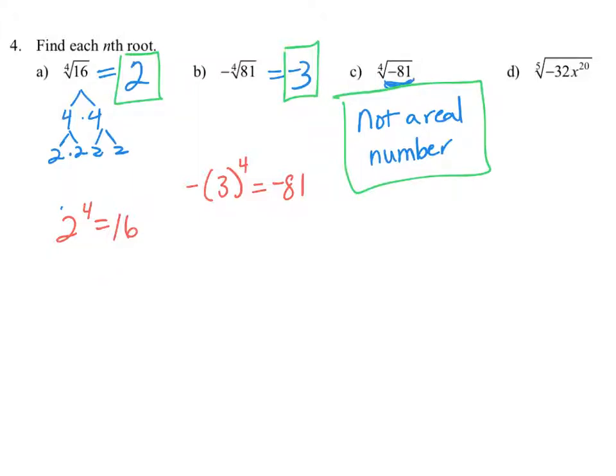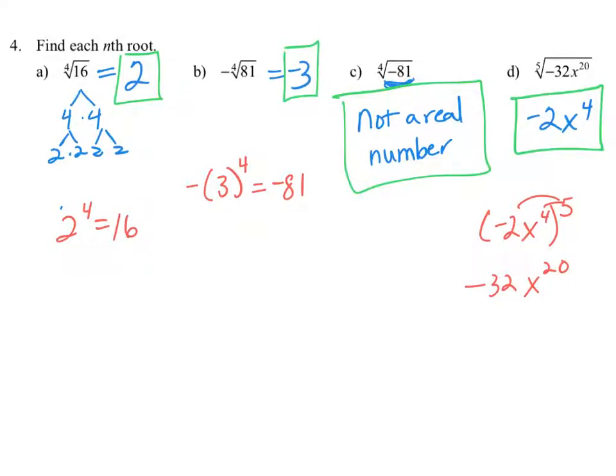The 5th root of negative 32x to the 20th is negative 2x to the 4th. You can check your answer by taking negative 2x to the 4th and raising it to the 5th power. We're going to take each of those parts of the solution and raise it to the 5th power. Negative 2 to the 5th power is negative 32, and x to the 4th to the 5th power, to a power, you multiply to get x to the 20th. So our answer is negative 2x to the 4th.